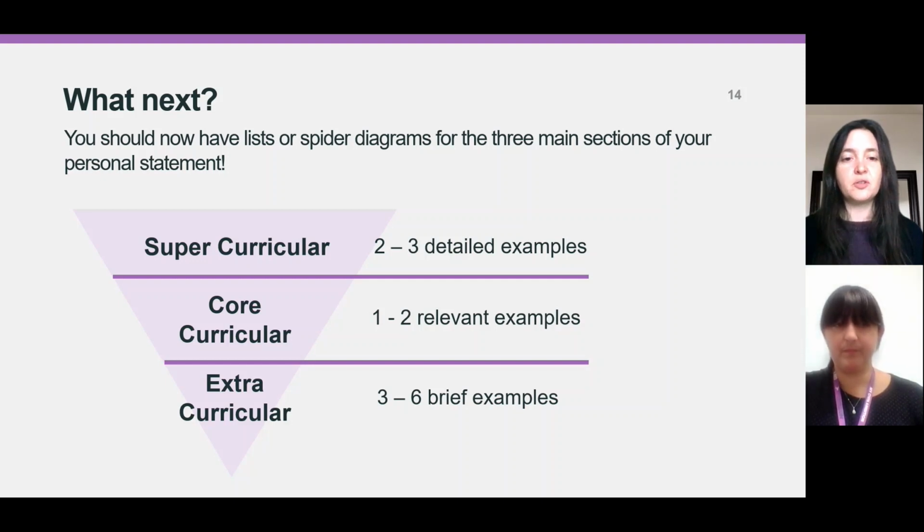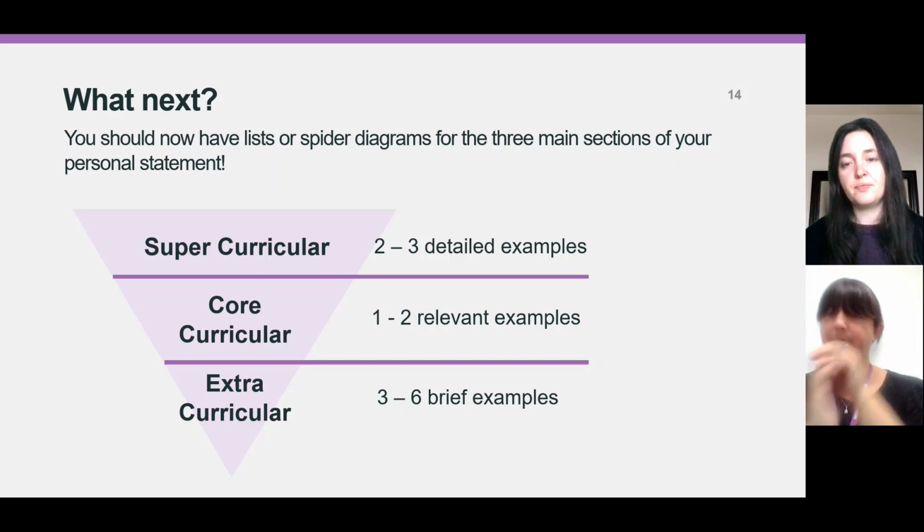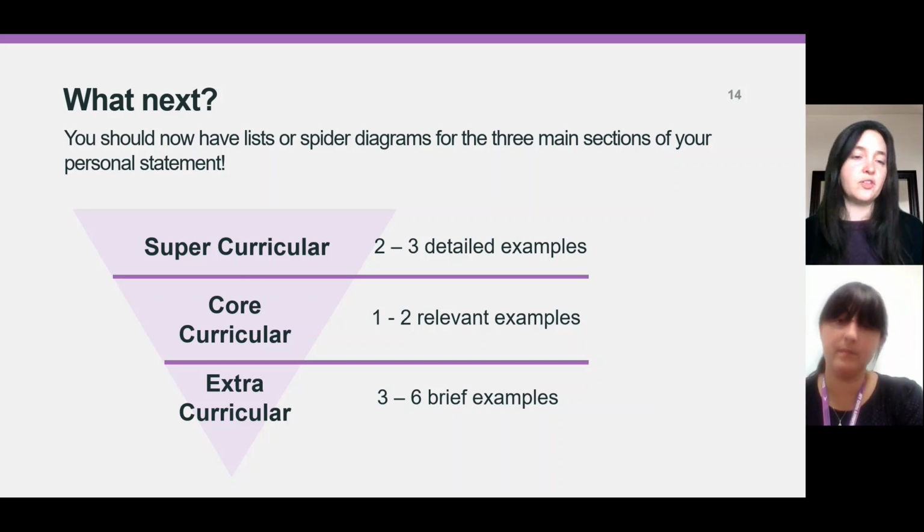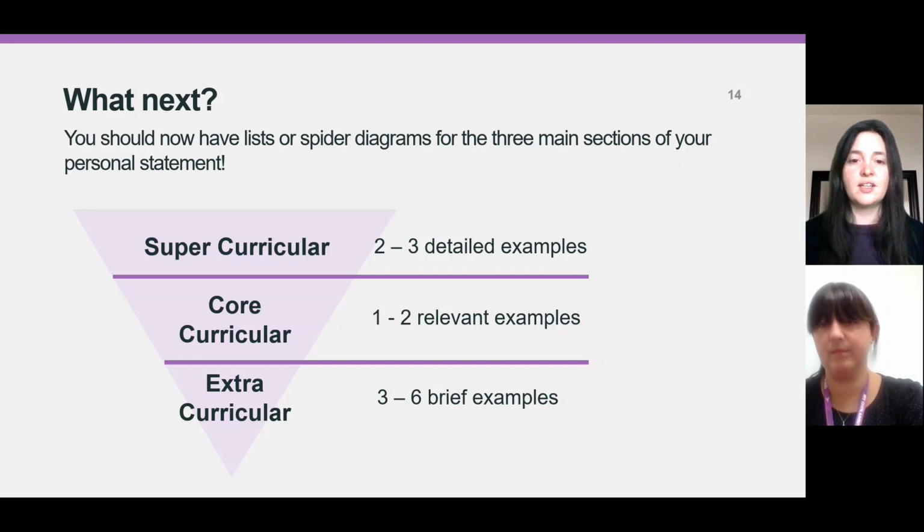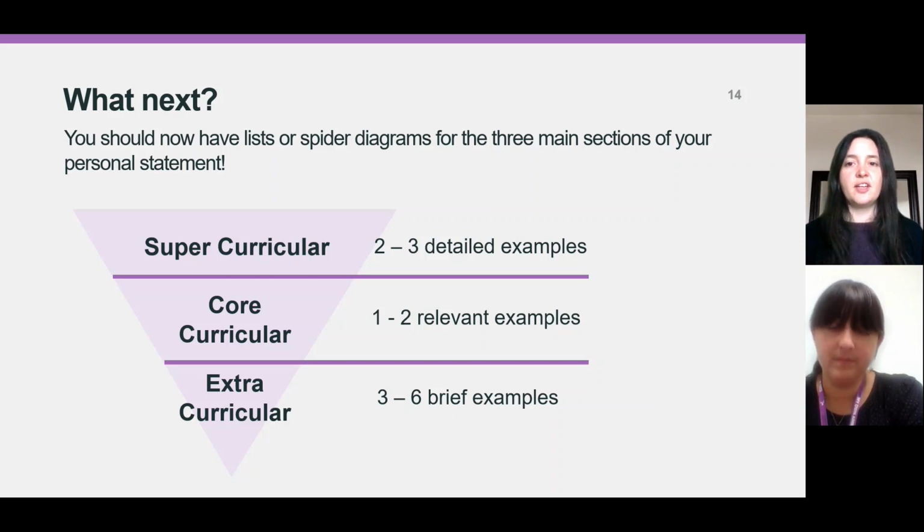Then we've got the core curricula, which is probably one of the easier ones to fill out because this relates to what subjects you do at school or college and how those relate to the course you want to study. If you're studying something similar or almost the same subject, that's quite easy. If they're a bit different, there's still sometimes things you can pull out, and that's what we covered in our previous session.